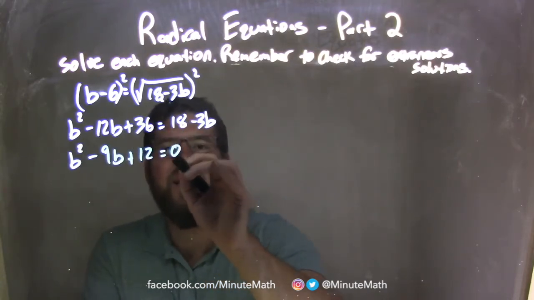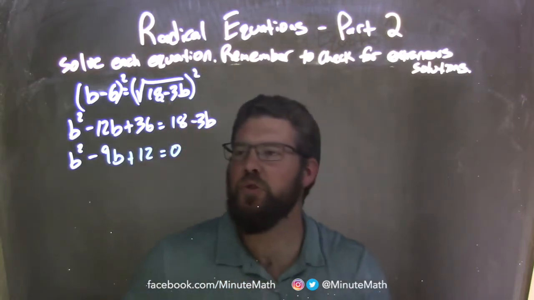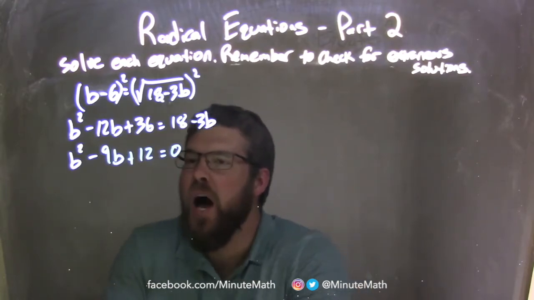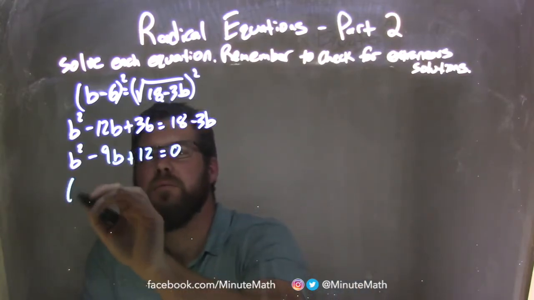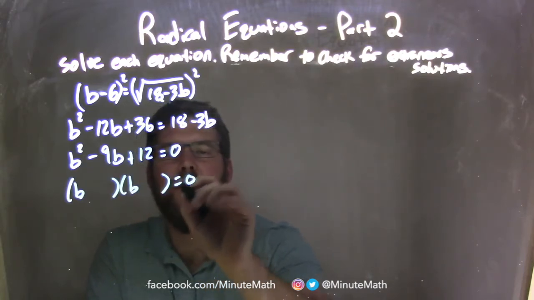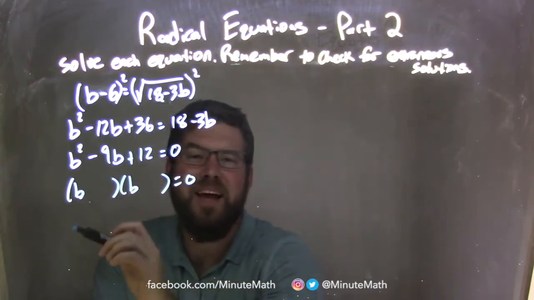Gives me, instead of equal to 0. Now I need to factor this. What two numbers multiply to be 12 that add to be negative 9? And I'm thinking of, well, you tell me, what are you thinking of? Factor this out. Multiplies to be 12, adds to be negative 9.